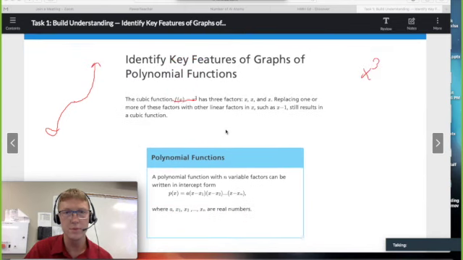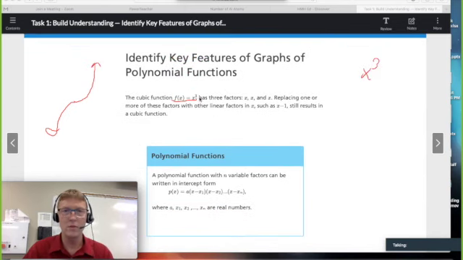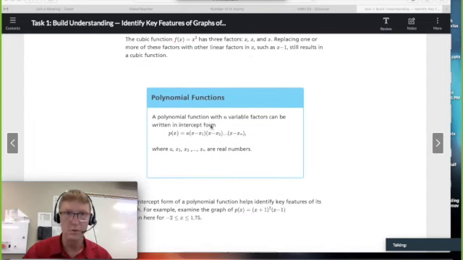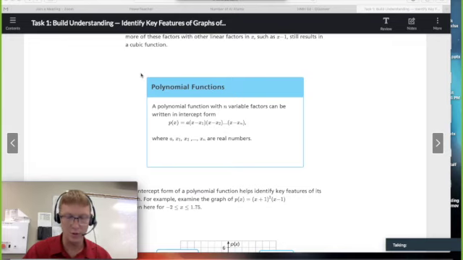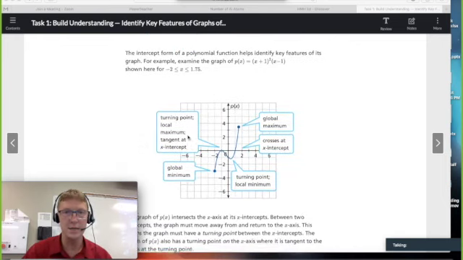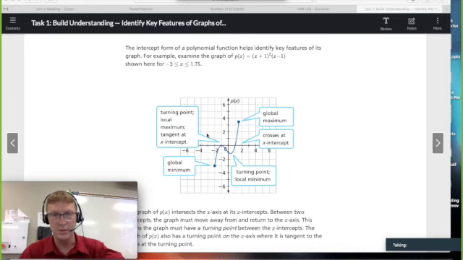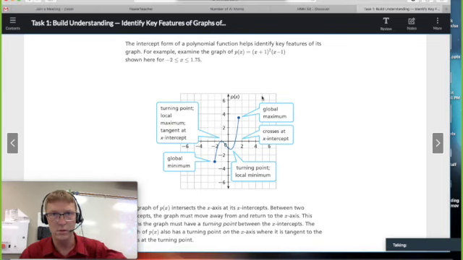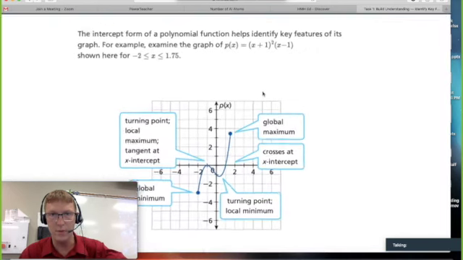But what we can do is replace one of those factors of x with a linear factor like x minus 1. That would just be a polynomial function, which is, here is our definition right there. But what that does is it turns the graph into something like this. Actually this is by turning a couple of them.